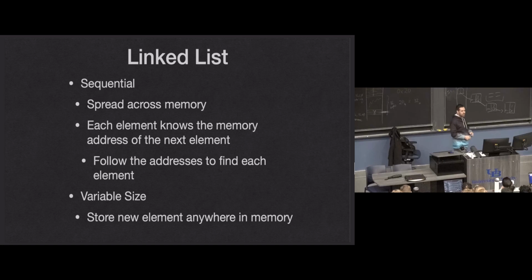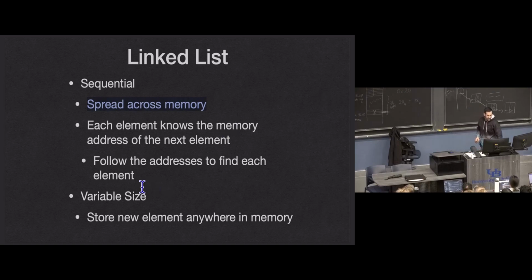So we call it a sequential data structure. And where the differences start, the big difference, is that it's spread across memory. A linked list is not one continuous block of memory. So we don't have the same effects that our arrays have.